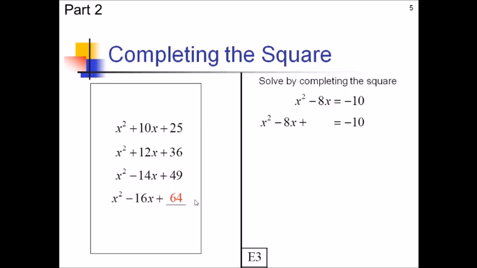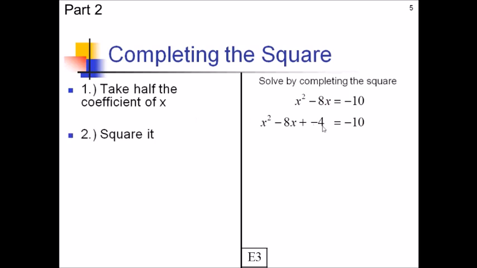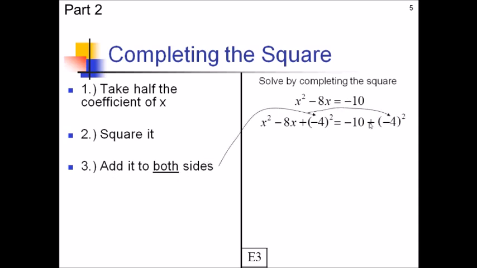So that's the process we're going to be following to create a perfect square over here. We're going to take half of the coefficient of x, which in this case is -4. We're going to square that. And because this is an actual equation and we can't just change one side without changing the other, we're going to add that -4 squared to both sides so that we're keeping it legal.